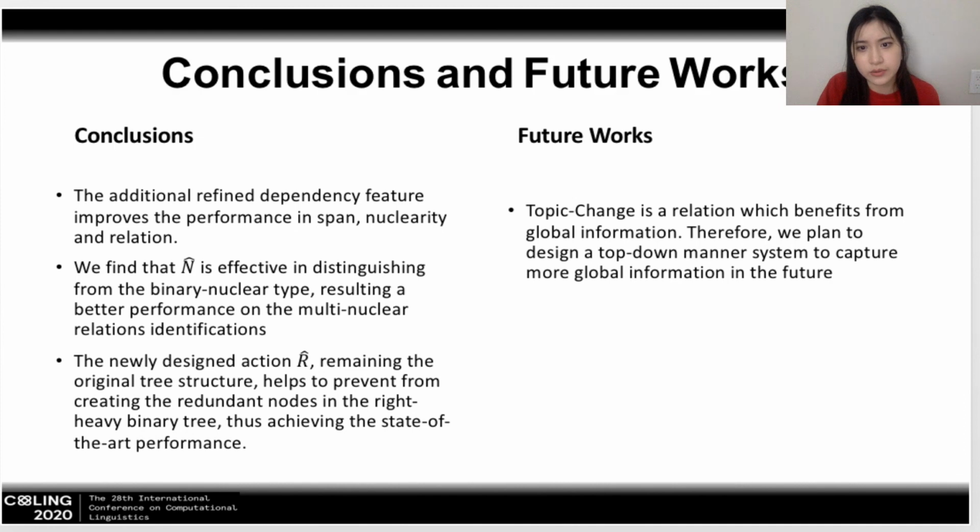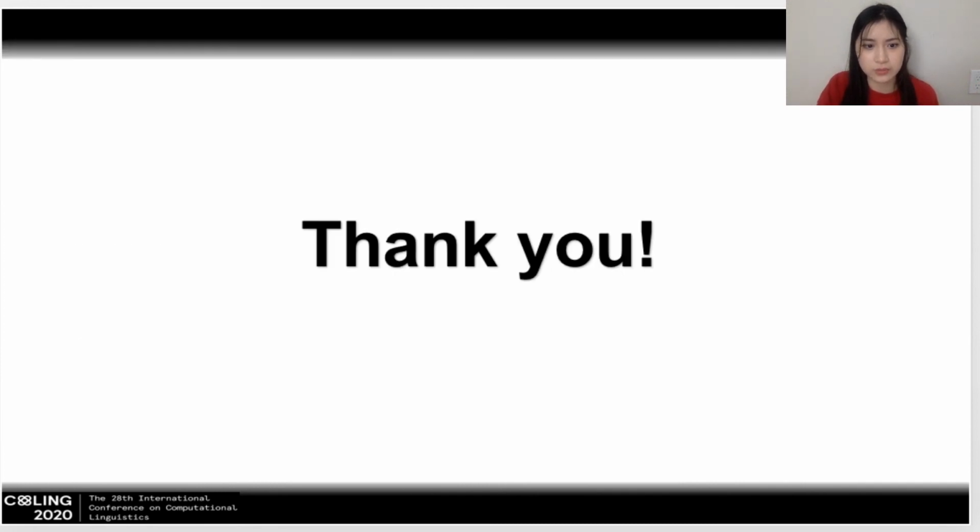Among other discourse relations, we do not achieve satisfying results for relations such as topic change due to sparsity. Such relations benefit from global information, so we plan to design a top-down system to capture more global information. That's all for today's presentation.